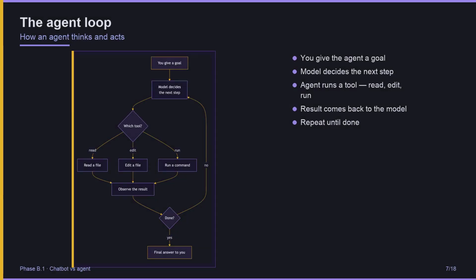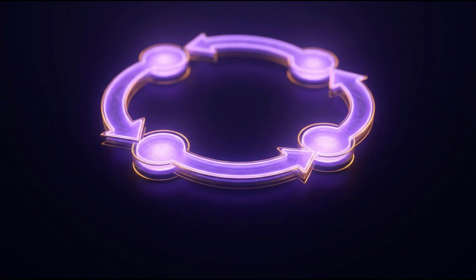Here is the loop. You give the agent a goal. The model looks at the goal and decides what to do first. It picks a tool, maybe read a file. The agent runs that tool. The result comes back. The model looks at the result, decides the next step. Maybe edit the file. The agent runs that. Result comes back. The model decides whether to keep going or stop. This loop, decide, act, observe, decide again, is what makes an agent more powerful than any chatbot. That is the agent loop.